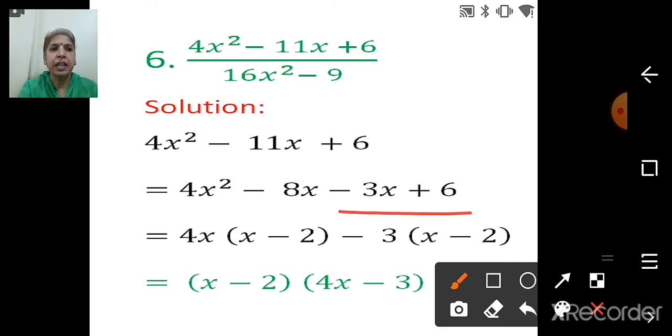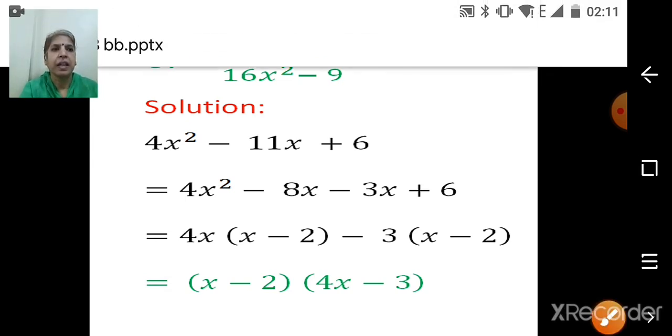And the other group, which is a common factor? Minus 3. So uncommon in the bracket, which is uncommon here? x is uncommon, and minus 2. You know, full bracket we will get common. So x minus 2 is the full bracket common. And the other one is here 4x, here minus 3. So 4x minus 3. Factors are x minus 2 and 4x minus 3.